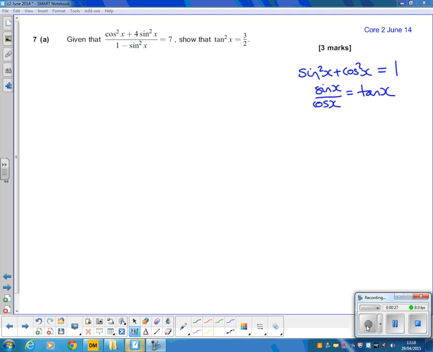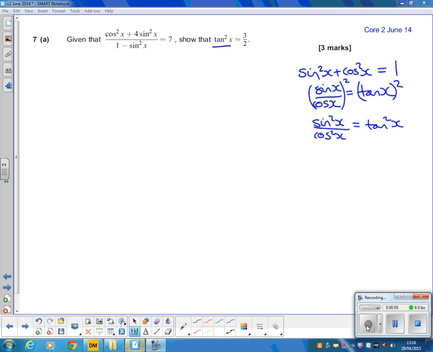Then let's have a look at the question, have a look at where we're trying to get to. Now we're trying to get to tan squared x. It's worth noting at this point that if sine x over cos x is tan x, then if I square both sides, that must also be true. So sine squared x over cos squared x is tan squared x. Remembering this tan squared is just a shorthand way of writing tan x all squared, the same as sine squared and cos squared.